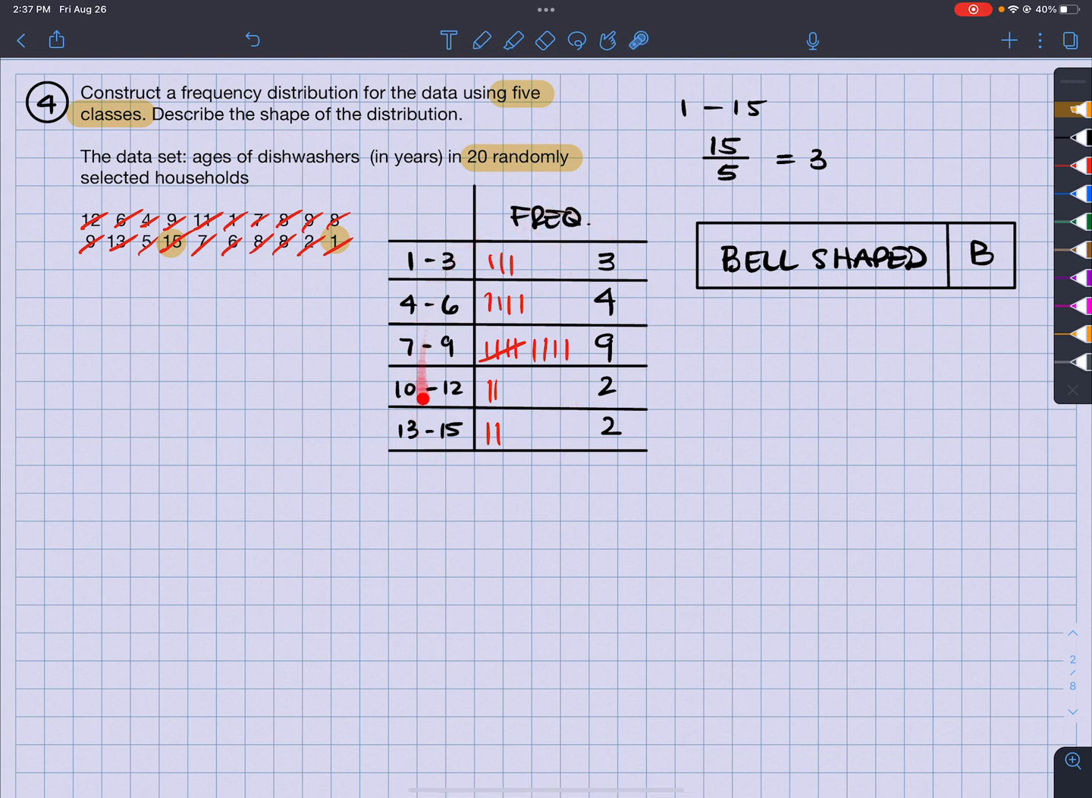Based on the tally marks, it's showing me that I have bell-shaped. If I had more marks on this side, then I could see that it's skewed left. Or vice versa, if those marks were on the other side instead, then I can say it's skewed right. So based on the tally marks, I can tell whether it's going to be a bell-shaped curve or not. All right, so I hope that helps.